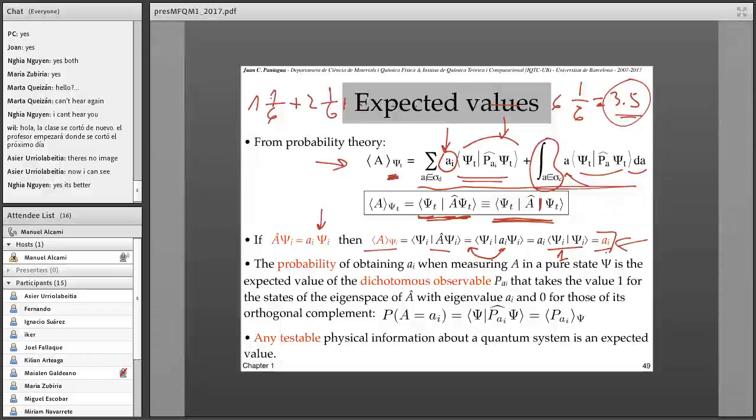In fact, the result tells us that when the state of the system is an eigenstate, we obtain the eigenvalue with certainty, but we will see this later on. For the moment, in this case, the probability is readily seen to be 1 for this value and 0 for the others. And so, in this case, of course, the average value of many measurements should be the single value that is obtained in all of them.